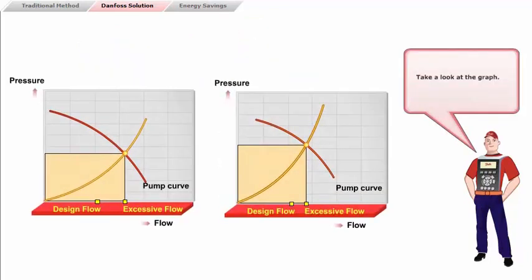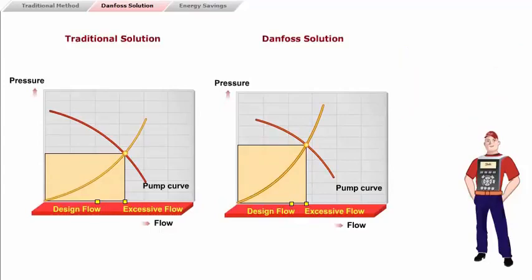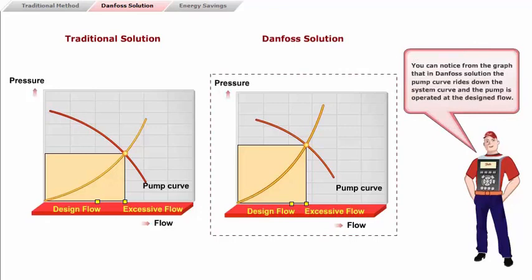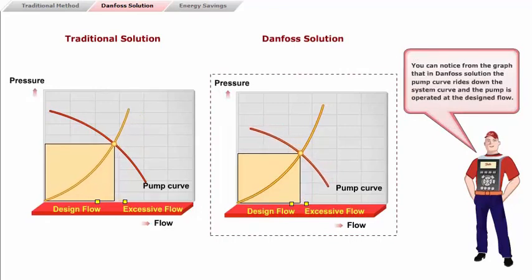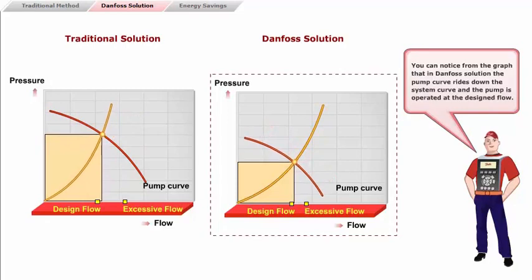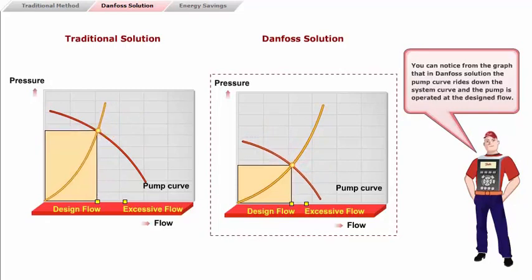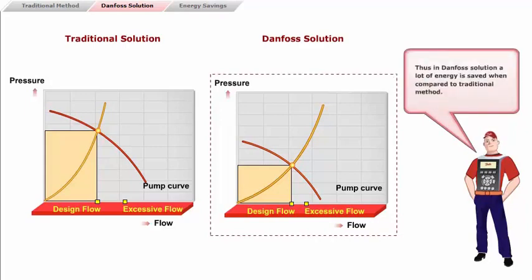Take a look at the graph. It shows the comparison of traditional and Danfoss solution. You can notice from the graph that in Danfoss solution, the pump curve rides down the system curve, and the pump is operated at the design flow. Thus, in Danfoss solution, a lot of energy is saved when compared to traditional method.